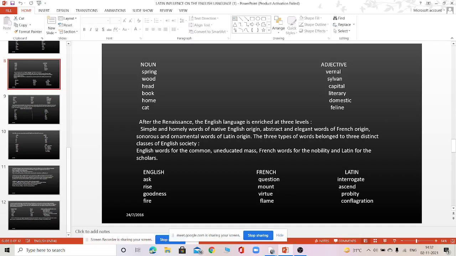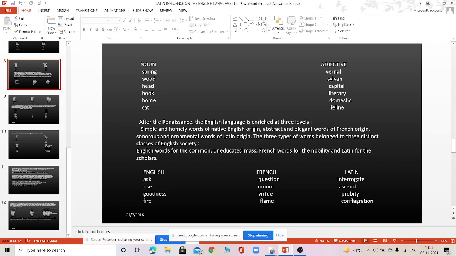Sonorous and ornamental words of Latin origin. Sonorous means high sounding, words which have a serious sound. So, big words. You will find bigger words later on. Ornamental means decorative, which function as ornaments, just as people wear ornaments to decorate themselves. So a language would have these decorations also, which were the words of Latin origin.